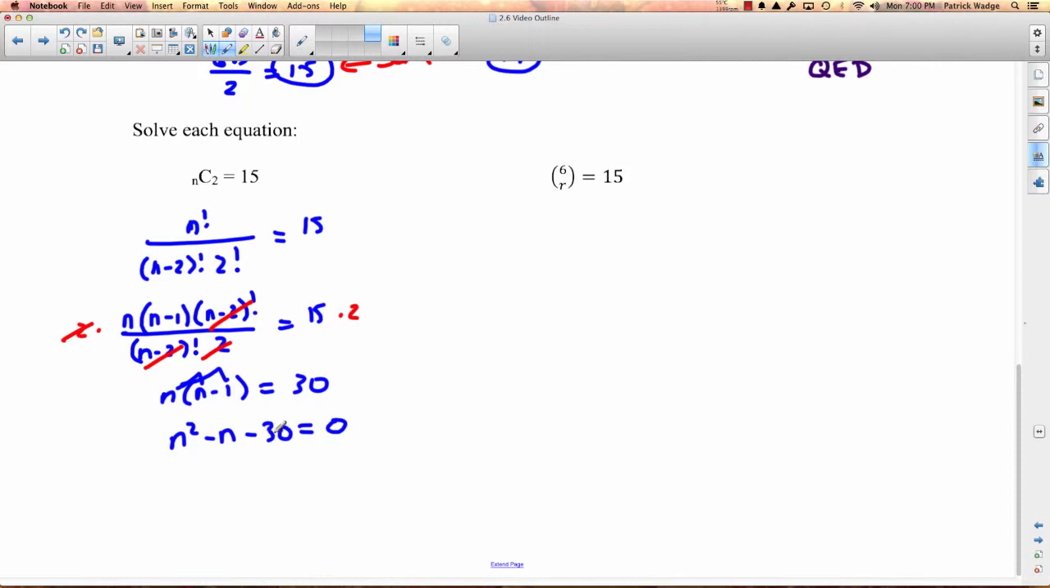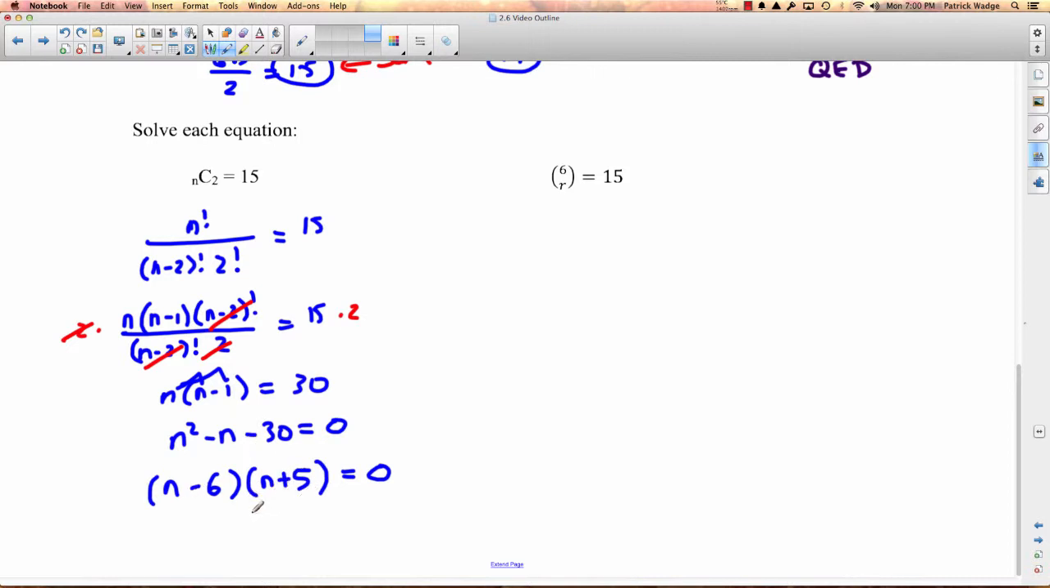What are two numbers that multiply to 30 and subtract to 1? 6 and 5. So it still equals 0. The first thing in each bracket has to be n and n in order to get the n squared. I said the numbers were 6 and 5. Drag down the first sign. A negative times a what equals a negative? A negative times a positive.